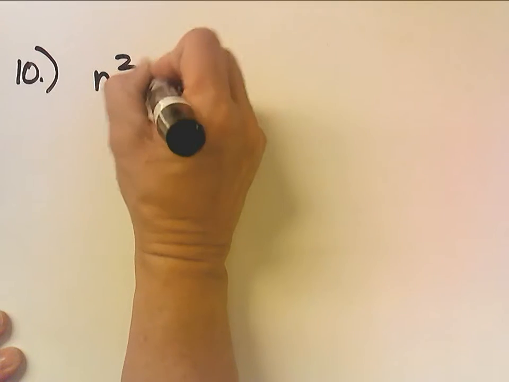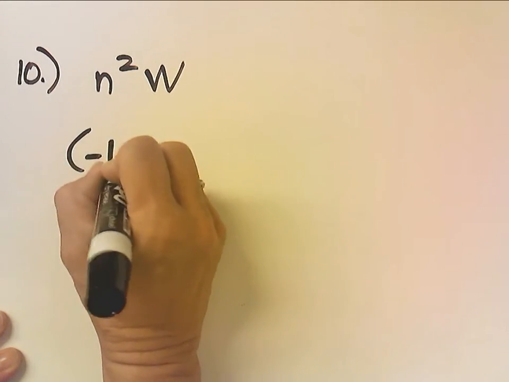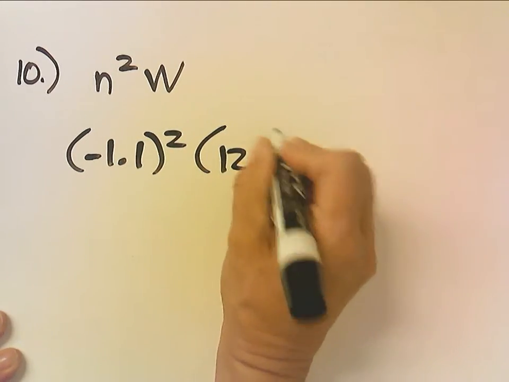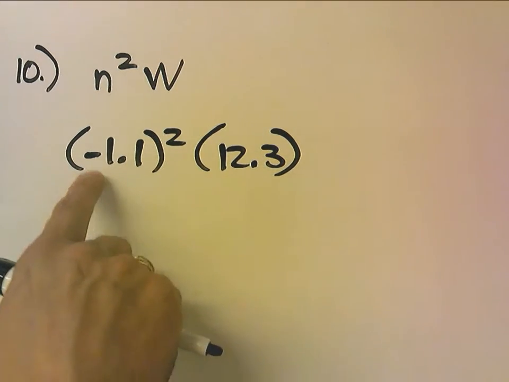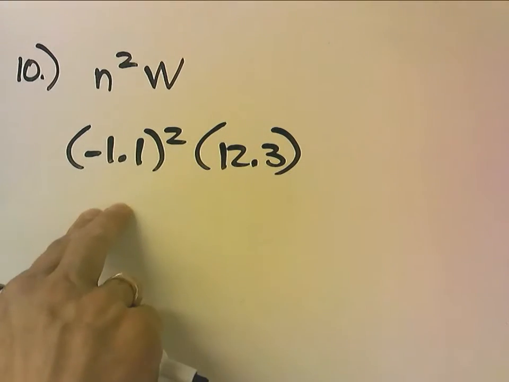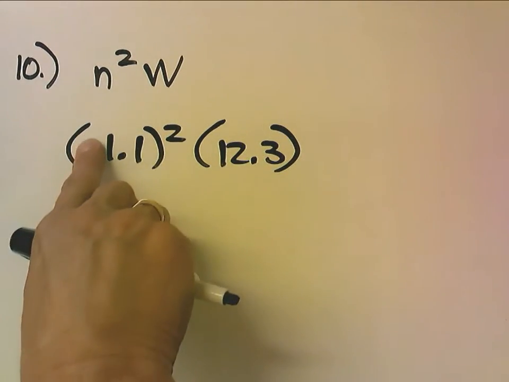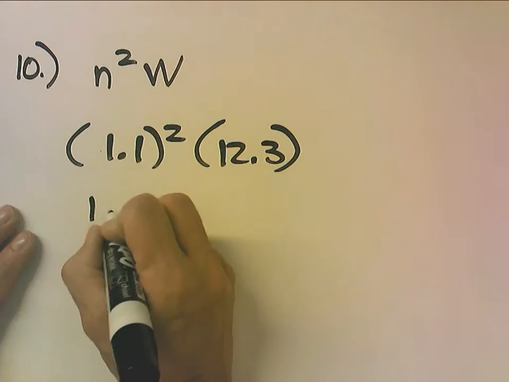Now, we will do number 10. N squared W. So n is negative 1.1 squared times 12.3. Now we're going to do the sign, put it on the line. What is a negative squared? It's a negative times a negative. A negative times a negative is a positive. And a positive times a positive is a positive. So I'm going to get rid of that sign so I'm not confused. My answer is going to be positive.